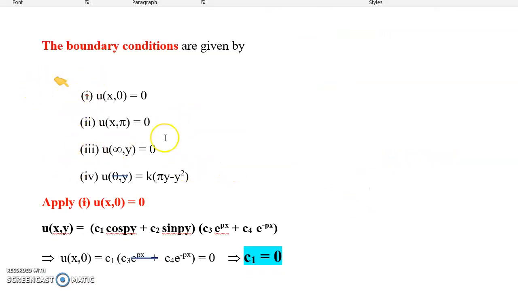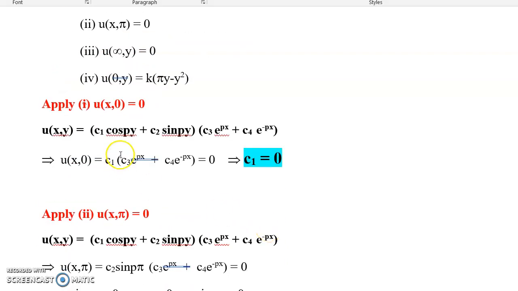So boundary conditions we have written. You have 4 boundary conditions. Now let us apply the boundary conditions one by one. Take the first one: u(x, 0) = 0. This is the correct solution, u(x, y), first write that. And in that you have to put y = 0. When you put y = 0 here, sin 0 will be 0, cos 0 will be 1. So the first term is C1. The second term we are not touching, since we are not touching x. The condition says this is equal to 0. When will this be 0? When C1 is 0. So the result is C1 = 0.